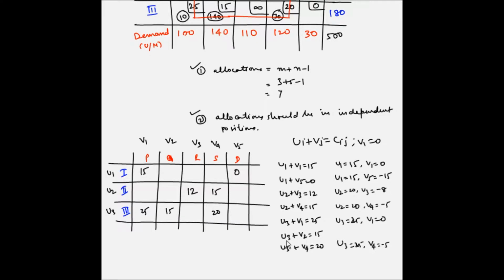Now for this equation, u3 plus v2 is 15. We can use the value of u3 is 25. So v2 becomes 15 minus 25, which is minus 10. So u3 is 25 and v2 is 15 minus 25, which is minus 10. So now let me recreate this matrix and let me place these values of ui and vj's.